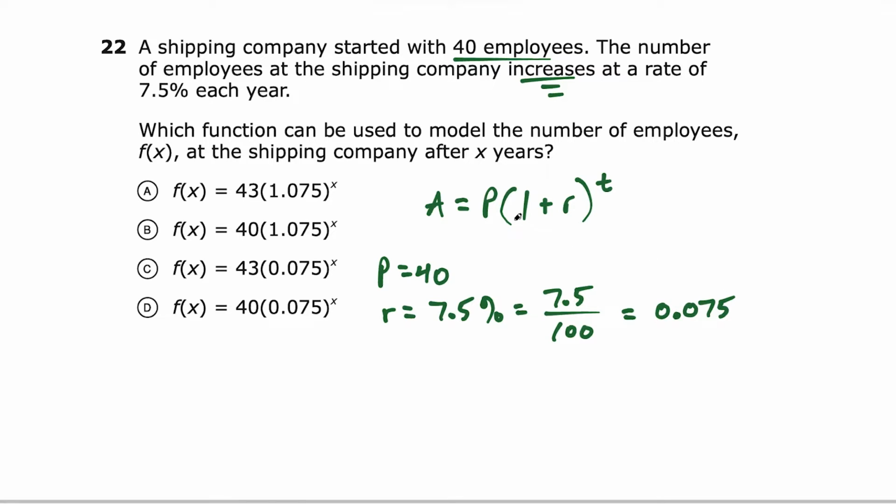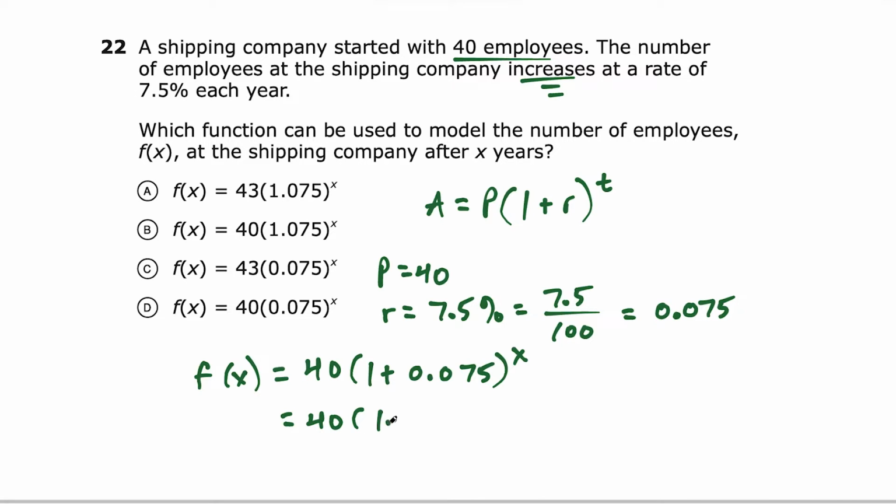Okay, so now I just plug into the formula, but also instead of using t, I'm going to use x. So I could say f of x is equal to, the initial value is 40, and then we have 1 plus r, which is 0.075. And this is all being raised to the x power. So now I just simplify this. This is 40 times 1.075 to the x. Okay, so this would be our function f of x. And if we look through the answer choices, this is going to match up with choice B.